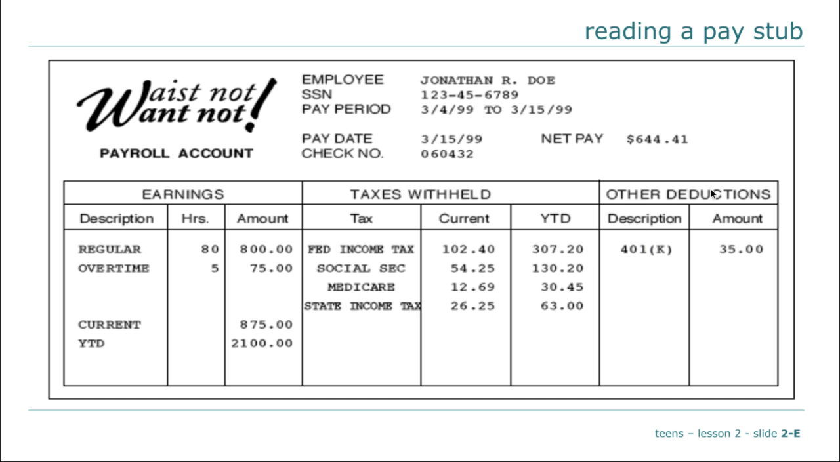And finally, your other deductions. 401k, that's a retirement plan. So Jonathan Doe is contributing $35 every paycheck to his retirement account.